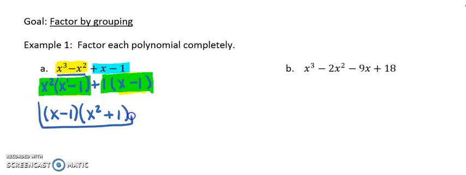And then this is as far as you can go. You can't factor this any further. Sometimes, if there was a minus here, we could do difference of squares, but you can't go any further with that. Let's go over here.